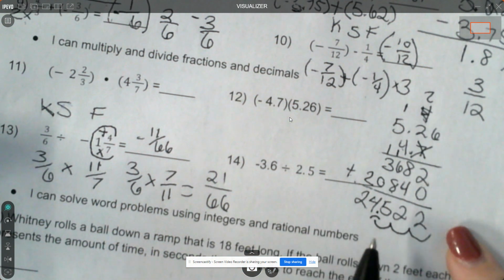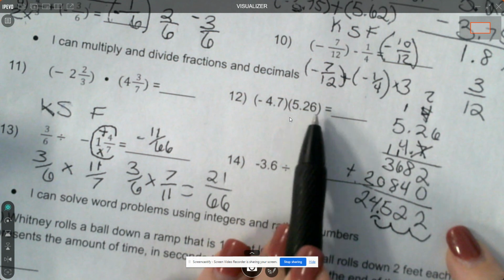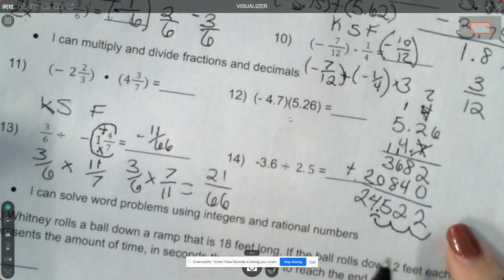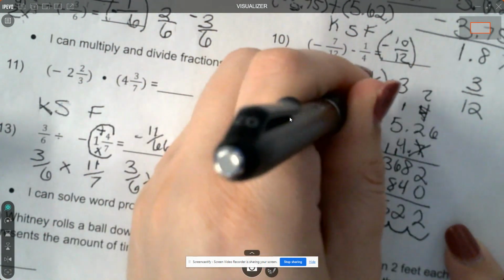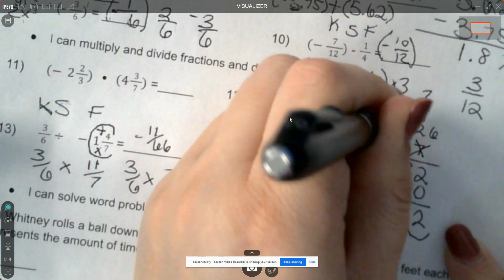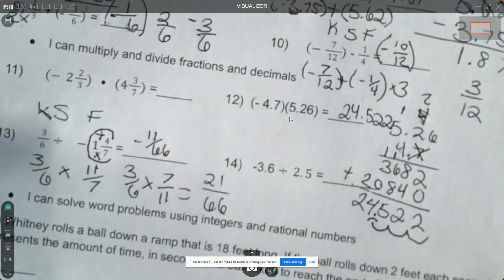Okay. Thank you. So it goes right behind the 4 because you have 3 decimal places. So it's going to go 3 places over. So 24.522. Is it going to be positive or negative?